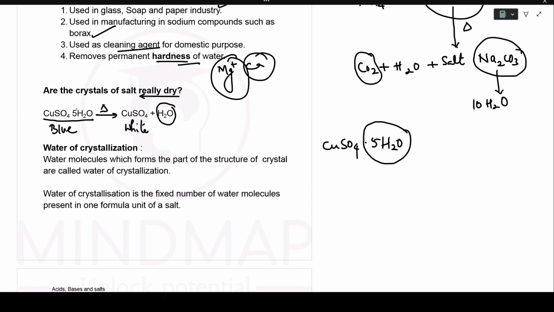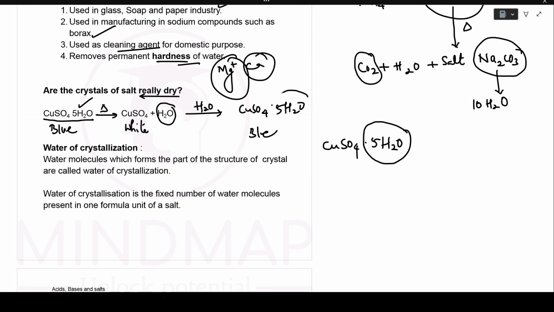This blue color was due to the presence of these 5 molecules of water. When you heated it, the water evaporated and the crystal's color became white. Now again, when you add water to this copper sulfate, you again get CuSO4 5H2O, and it will again regain its blue color. So this blue color in copper sulfate is due to the presence of 5 molecules of water.